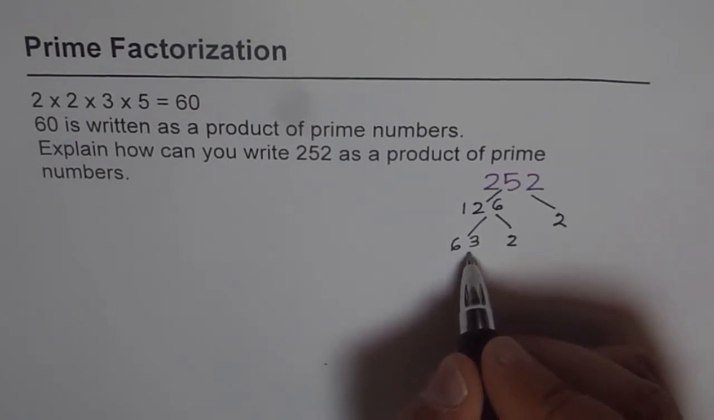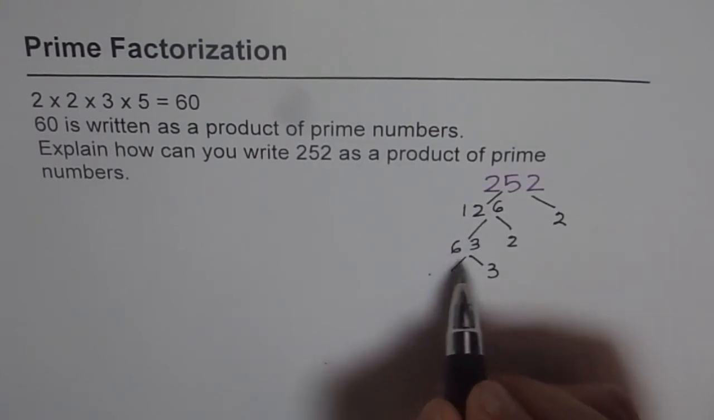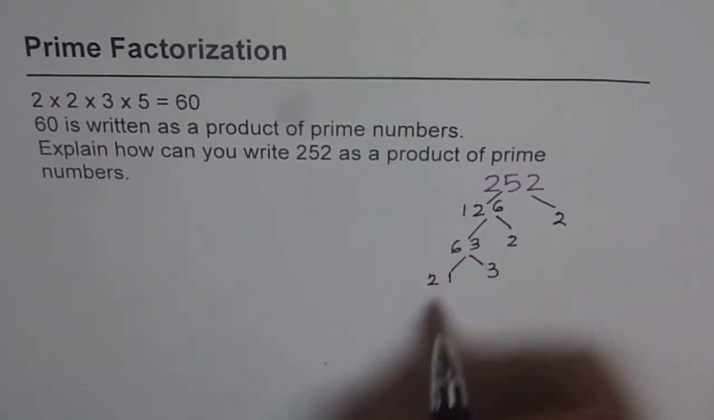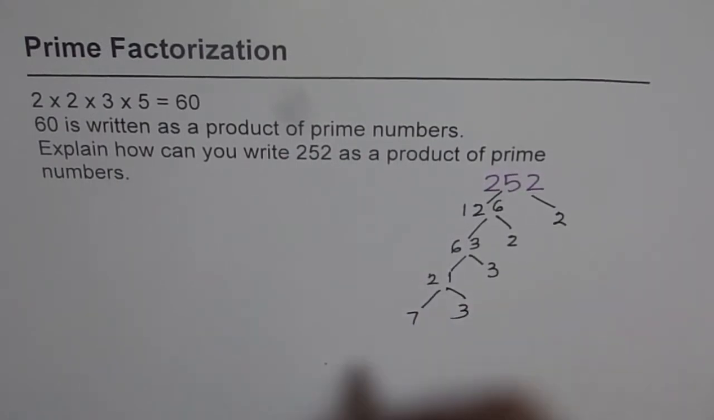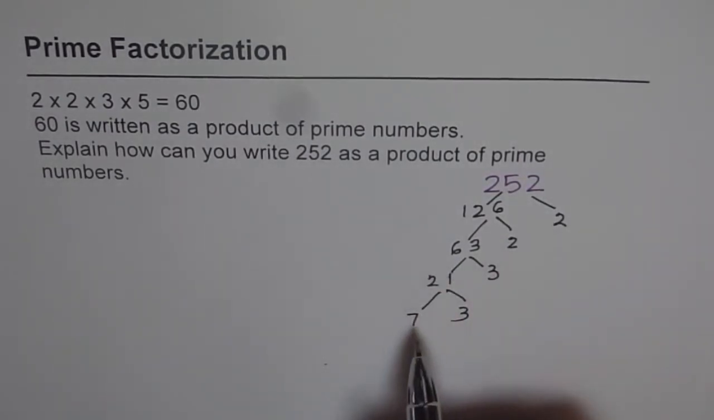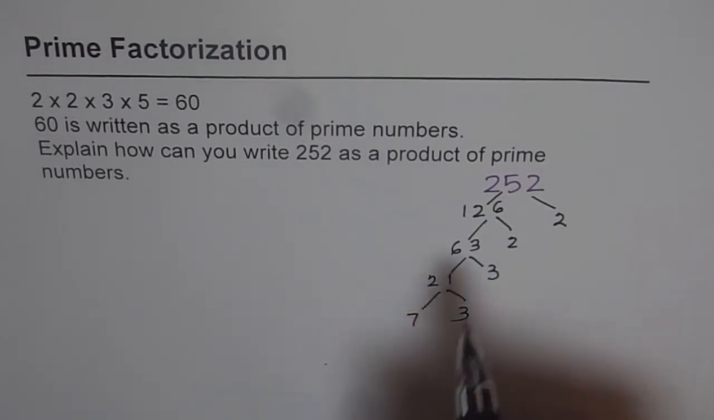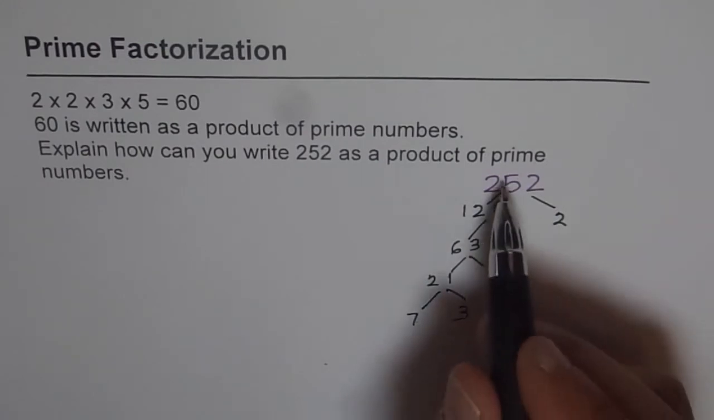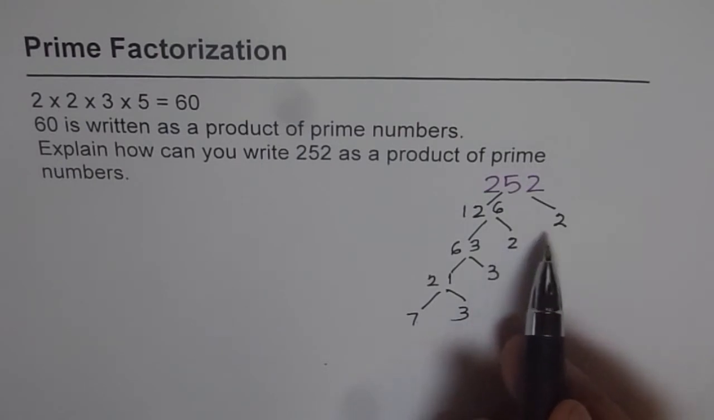So let's do it with 3. 3 times 2 is 6, and 3 times 1 is 3. So we get 21 this time. 21 is not a prime number. It is 7 times 3. Now you can see all the numbers which we have are prime numbers. If you multiply 7 with 3, 3 and 2, 2, what do you get? You will get 252. So we can write 252 as the product of 7 times 3 times 3 times 2 times 2. That is what we call prime factorization.